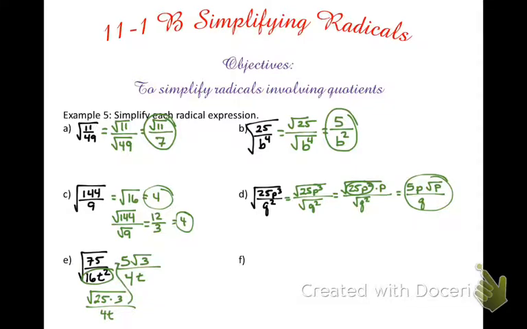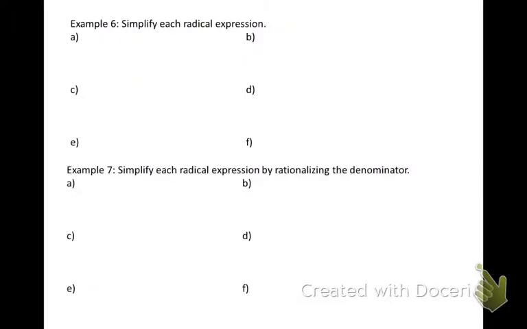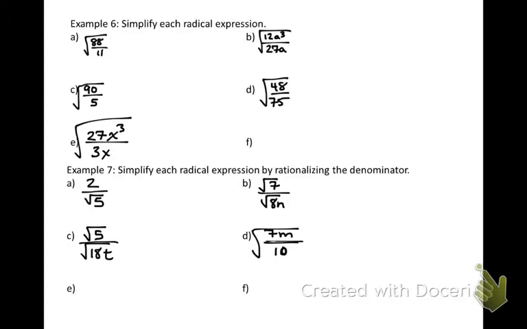All right, let's go to example 6. This time we have imperfect square roots on the bottom, so we are going to reduce ahead of time as much as we possibly can. What can I reduce? What can go into each thing first? What number can go into 88 and 11? Well, 11 can. So I'm going to divide by 11 on both of them.